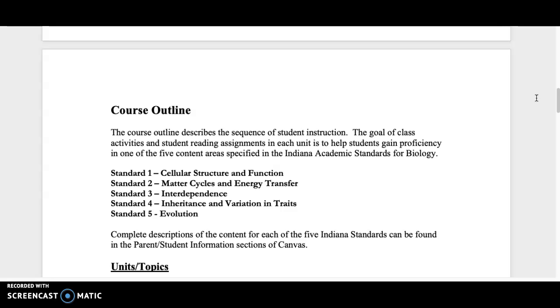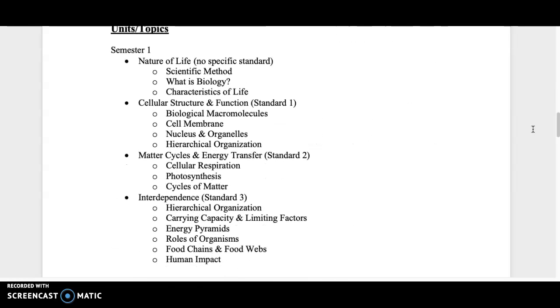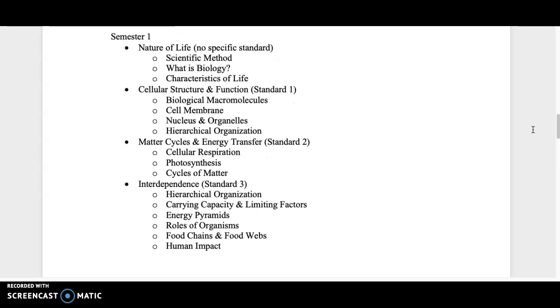Generally, I will cover standards 1, 2, and 3 during semester 1, standards 4 and 5 during semester 2. Now, since there are only 5 standards, but there is quite a bit to cover, we will be breaking these up into separate units, and you will be having a test over each unit. To begin with here, in semester 1, we'll actually do kind of an introduction as to what is biology, what are the characteristics of life, and again, a review of the scientific method. Then we will get into standard 1, standard 2, and then standard 3.